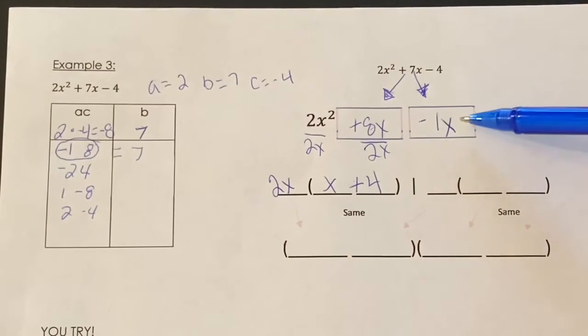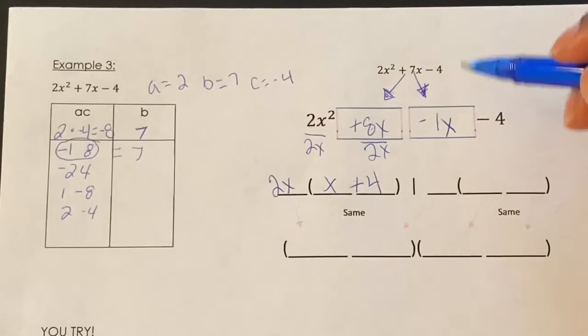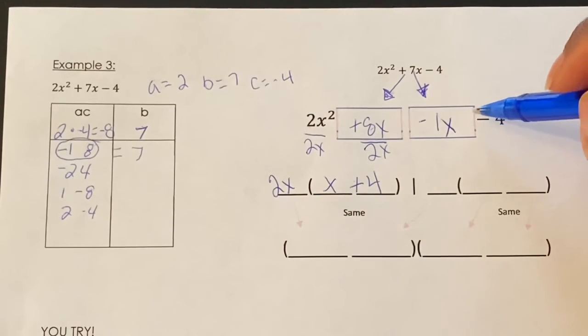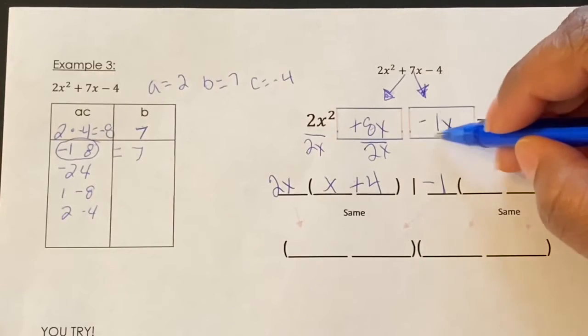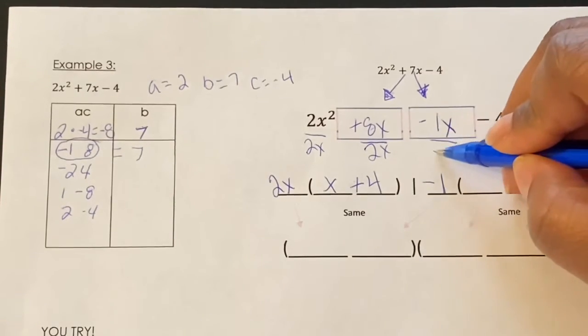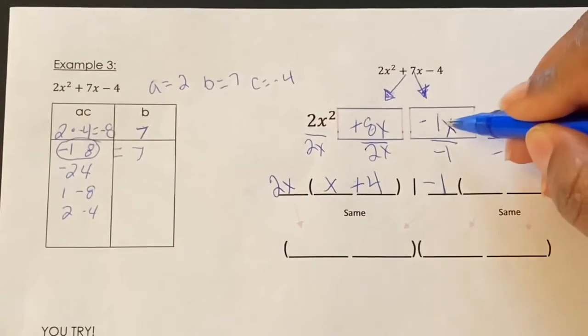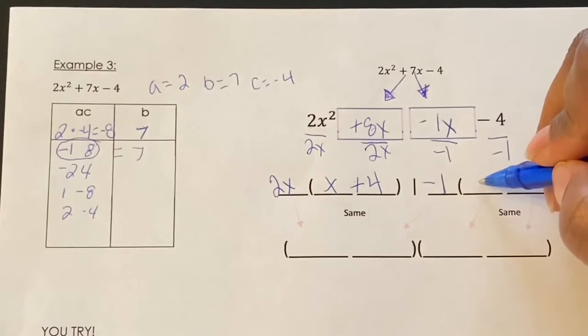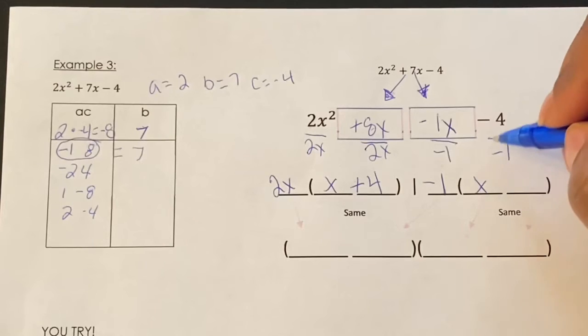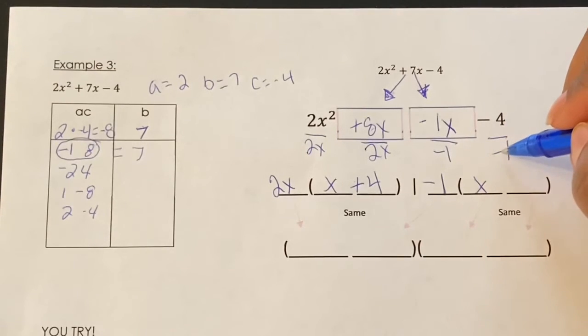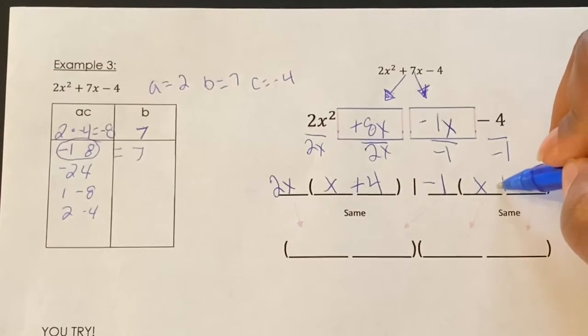Now, negative 1x and negative 4. Their greatest common factor is going to be negative 1. I'm going to take out this negative 1, and when I take out the negative 1, I'm going to have x left, because negative 1x divided by negative 1 is x. And then negative 4 divided by negative 1 is going to be positive 4.